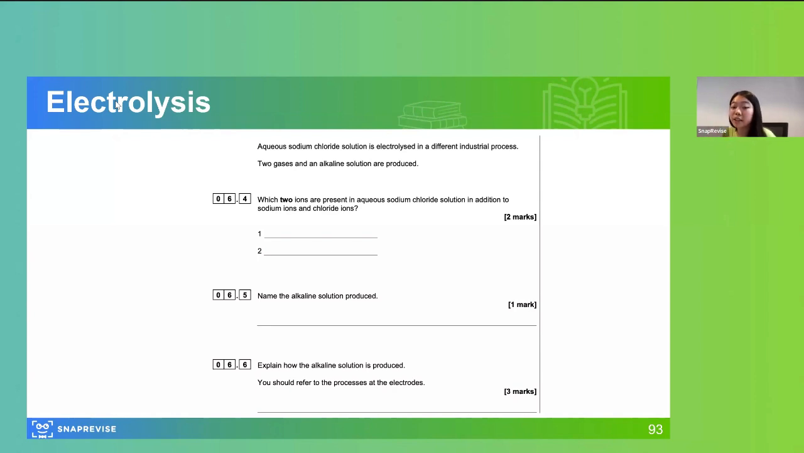Now it's asking you about the alkali solution produced. This is where we need to think about it more deeply. This links to the next question, actually, asking you why that alkali solution is produced. So I'll explain that.